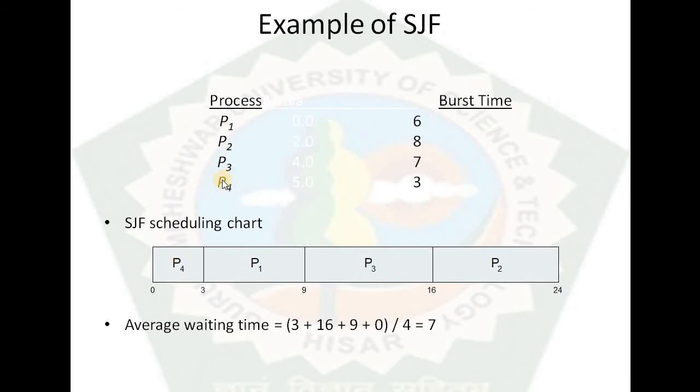The smallest CPU burst time is of the P4 process, that is 3. So the CPU will be allocated first to the process P4 for a total time of 3 milliseconds, because P4 wants only 3 milliseconds of CPU burst time. After that P4 itself releases the CPU because it has completed its execution. Now the CPU scheduling algorithm, shortest job first, runs again after 3 milliseconds.